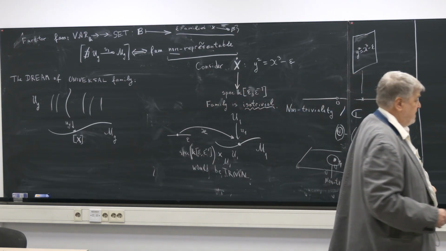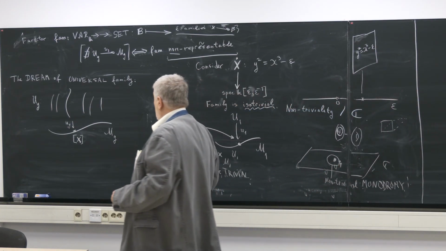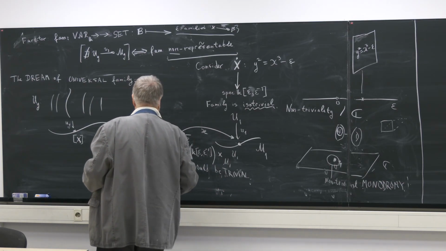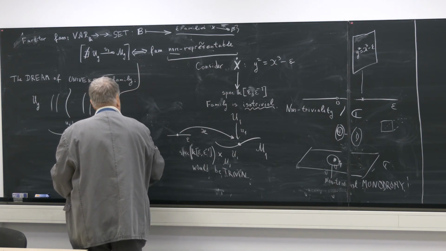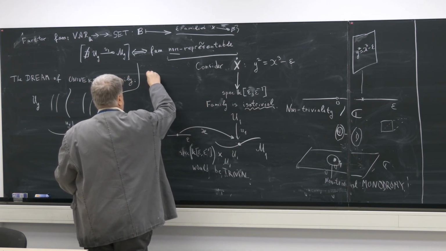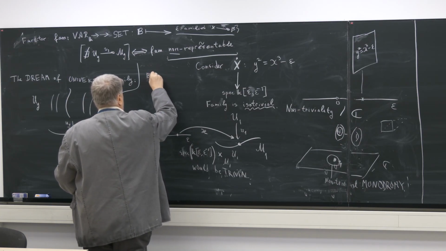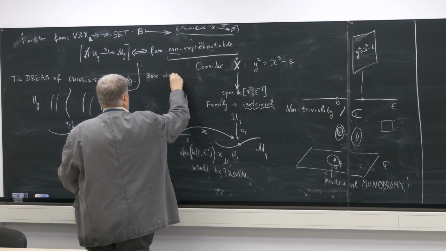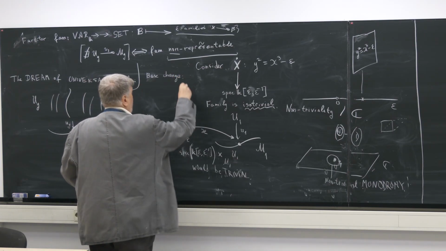meaning of the word isotrivial. It just means that it becomes trivial after some base change. And I have to explain it now. So here is the family. Now consider the base change.